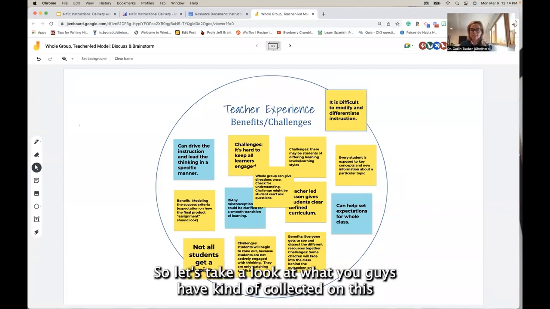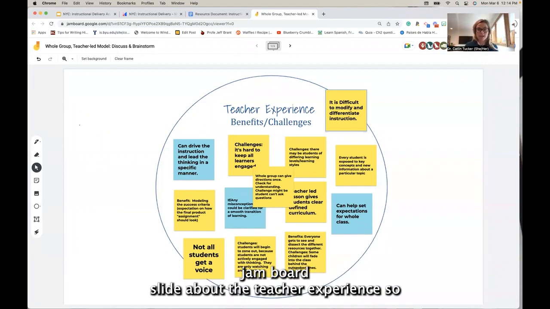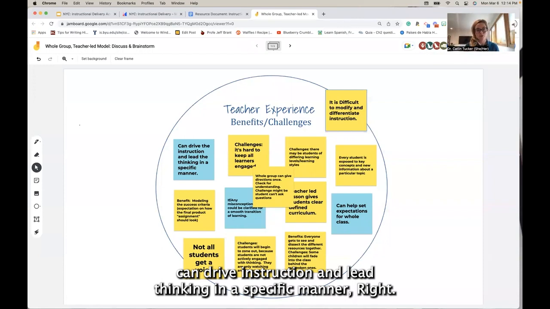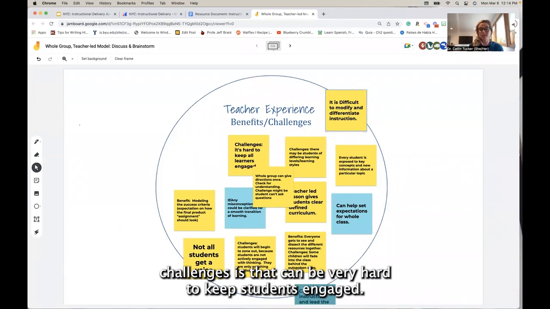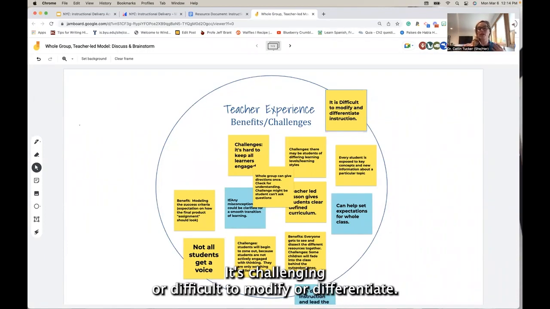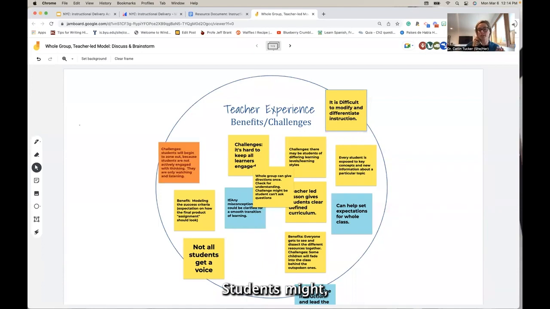All right, so let's take a look at what you guys have collected on this Jamboard slide about the teacher experience. So it can drive instruction and lead thinking in a specific manner, right? Guiding thinking, kind of navigating the conversation. Challenges is that it can be very hard to keep students engaged. It's challenging or difficult to modify or differentiate.